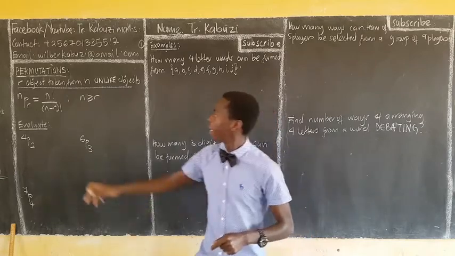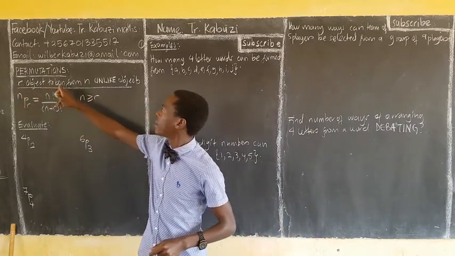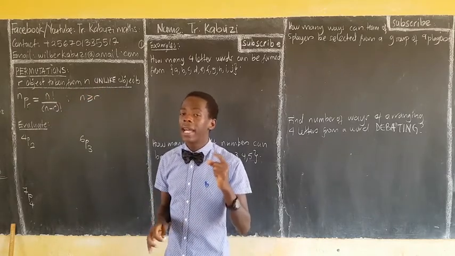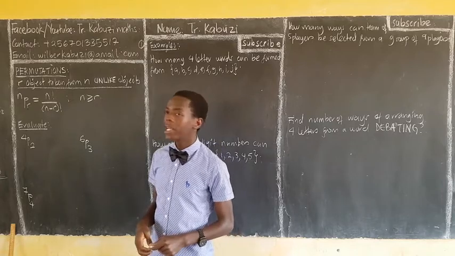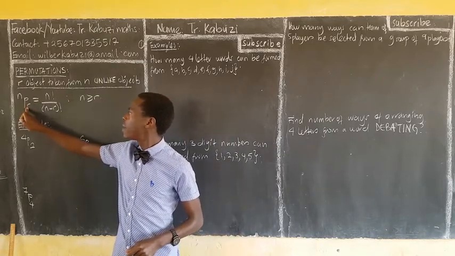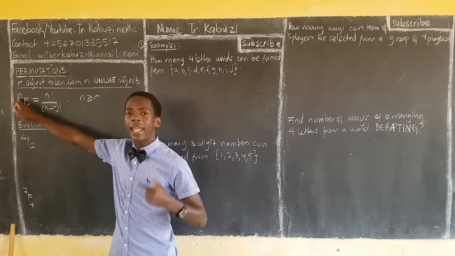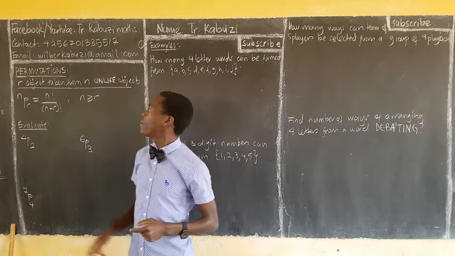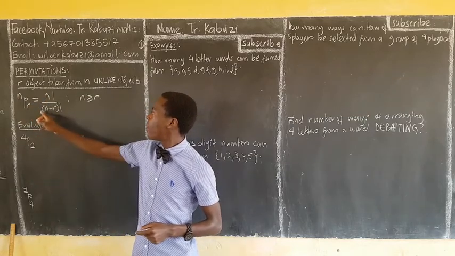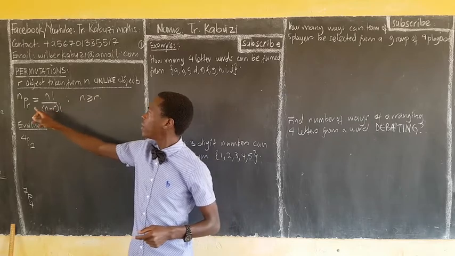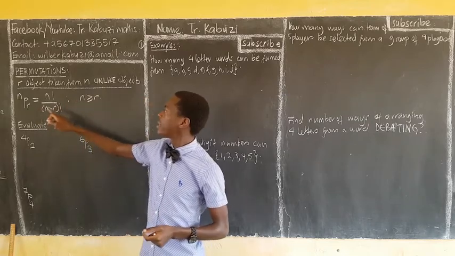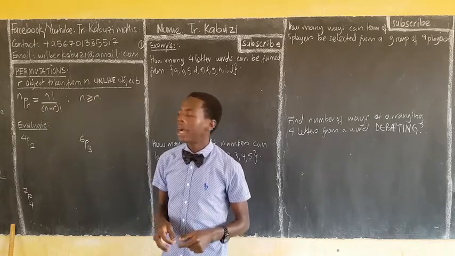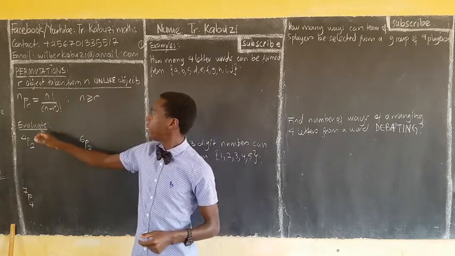Now, start with picking our objects from any unlike objects. The formula we use there is, if I'm taking r objects from n objects, and the n are different objects, then n permutation r will be equal to n factorial over n minus r factorial. But the condition is that n should be greater than or equal to r. As simple as that.